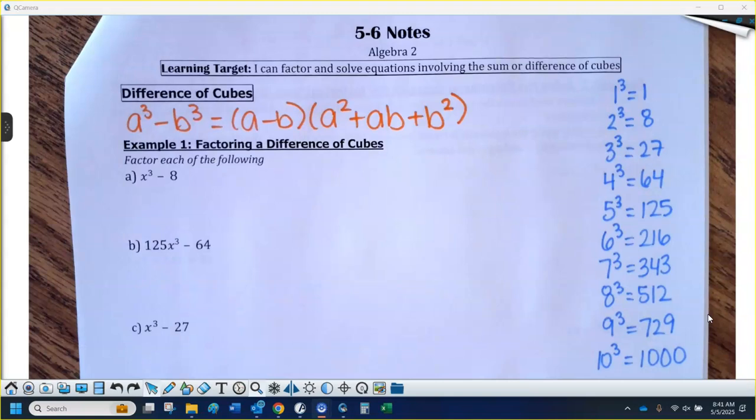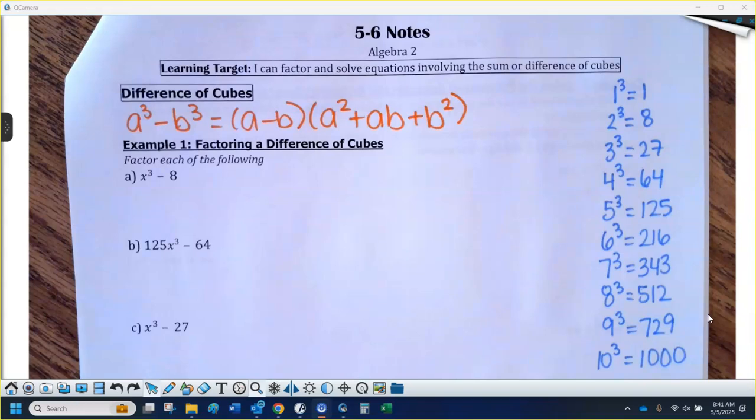Now, the key to these questions is identifying a and b, which could be variables or numbers. The b is usually a number and the a is usually a variable, or maybe a variable and a number. So we're going to go through how to do that here real quick. And then you literally just plug it into this formula. Now, my first thing just says factor each of the following. So we're just going to use that formula to help us do that.